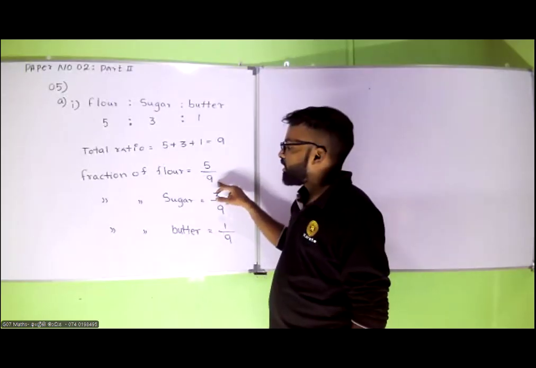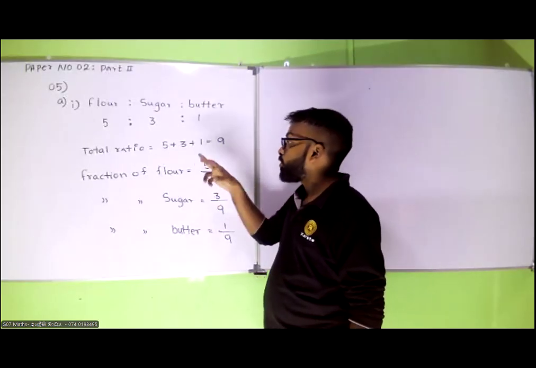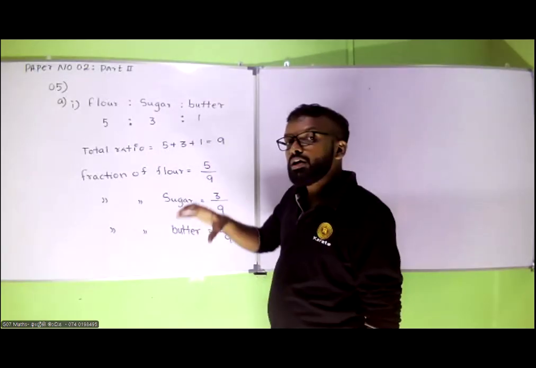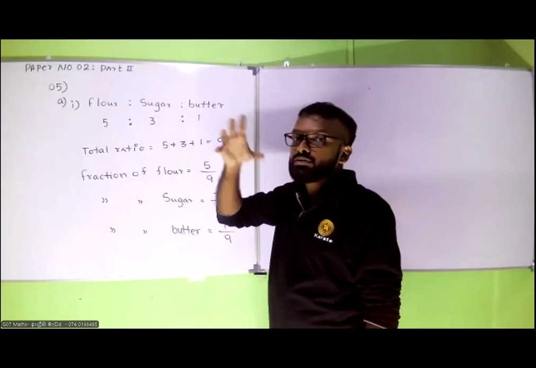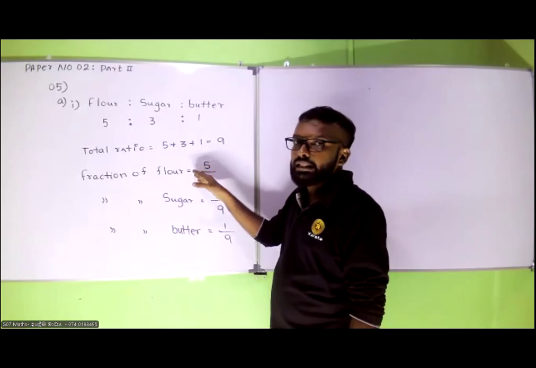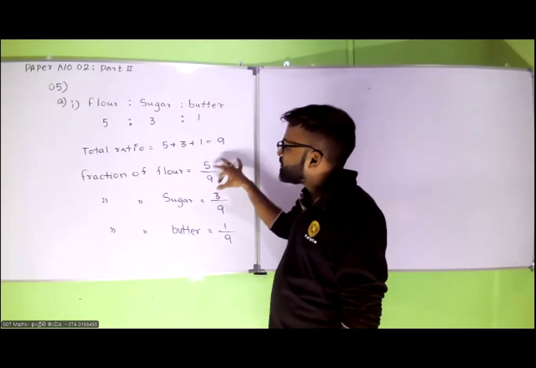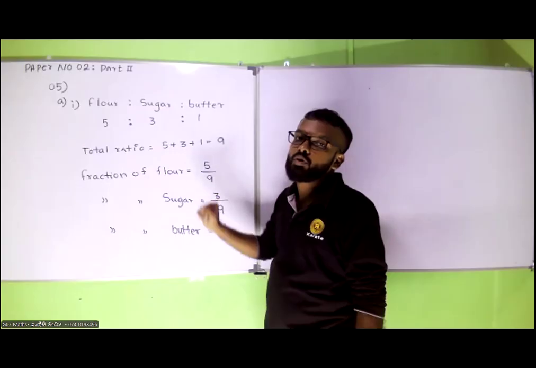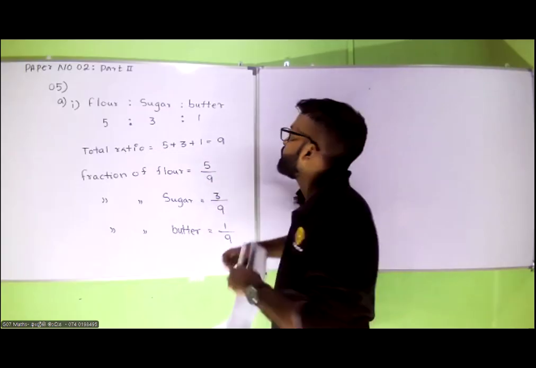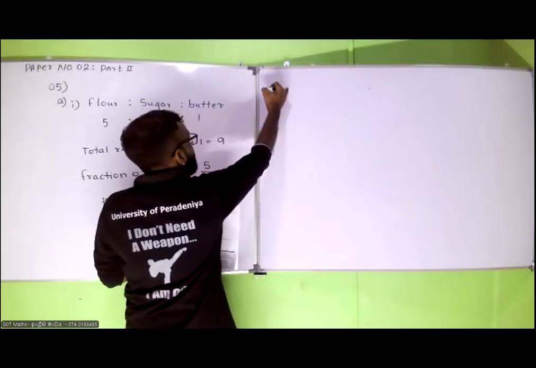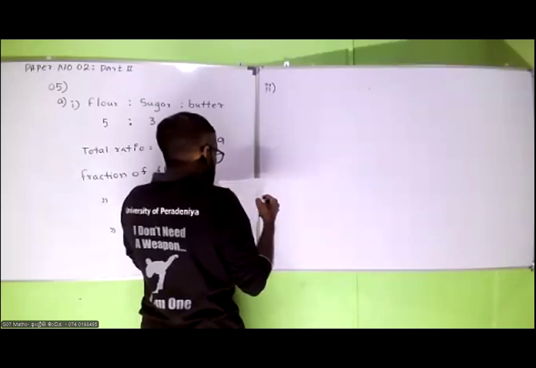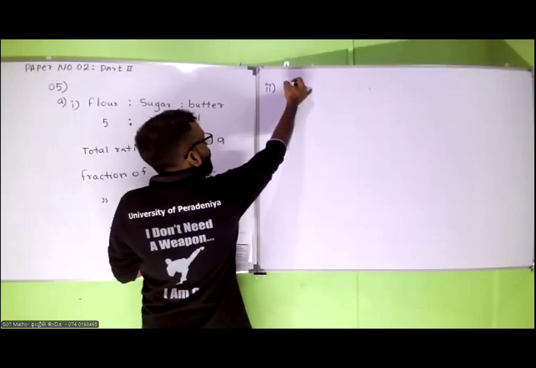So total parts are 9, and out of that, five of them are flour. If the total mixture is 3.6 kilograms, we have to multiply that total mixture by this fraction in order to find the kilograms of flour. So I can write the second one: find the flour amount needed.